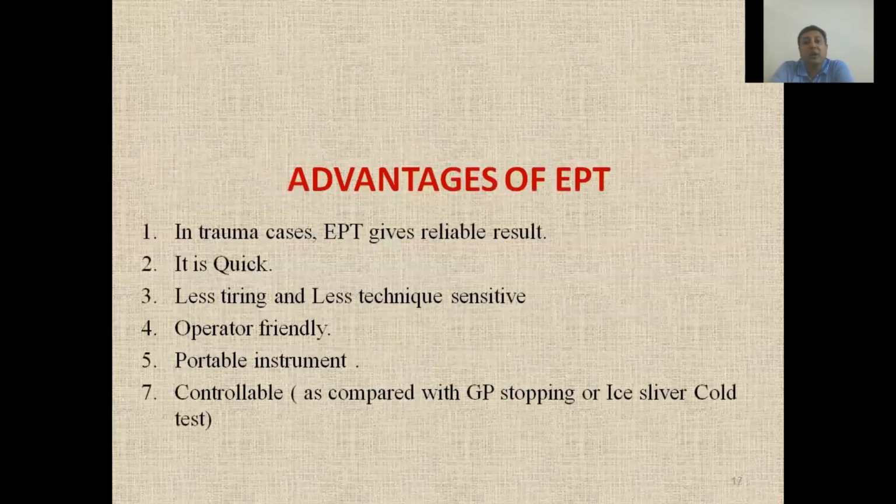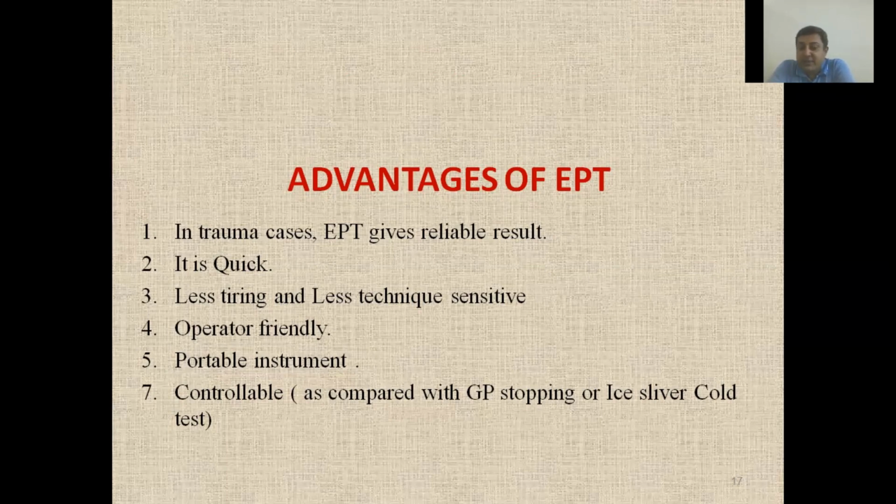Next, coming to the advantages of electric pulp test. What are the advantages? In trauma cases, the electric pulp test gives us reliable results because here the vascular supply may be hampered, but as the electric pulp test relies on stimulation of the nerve fibers, it is a good, reliable result giving test. Next advantage is it is a quick test.